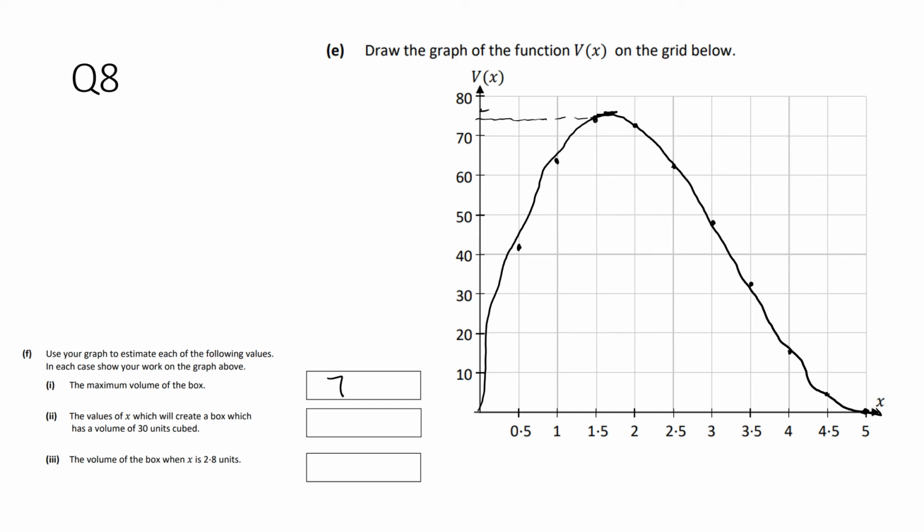They're asking for the values of x which create a box which has a volume of 30. So this is your volume here on your y-axis. So I go to 30 here, I go down to my x-axis, and then I go to the other 30, and again go down to my x-axis. So I've got two values here. So I would say 0.3 maybe, or 0.4, and then the next one would be around 3.5 for me. Some of you might get a little bit different.